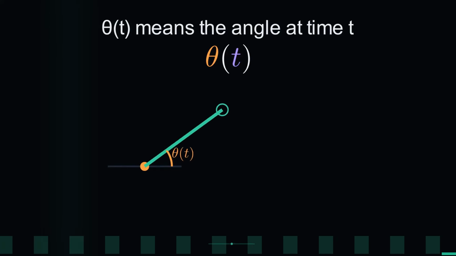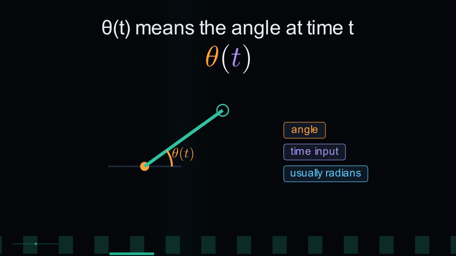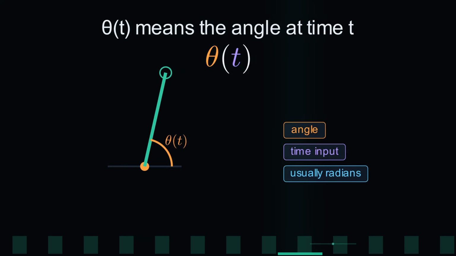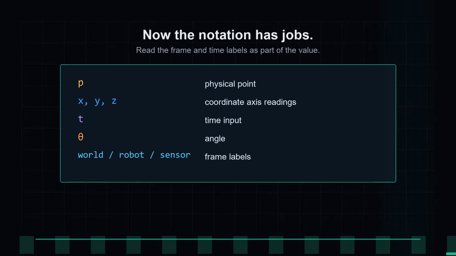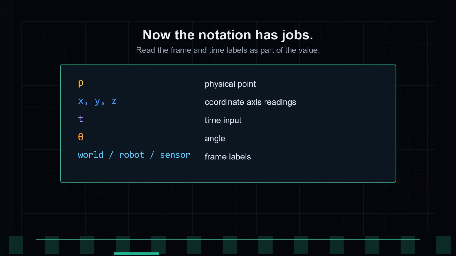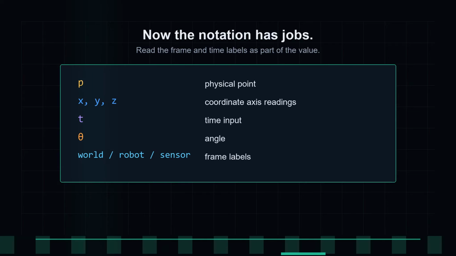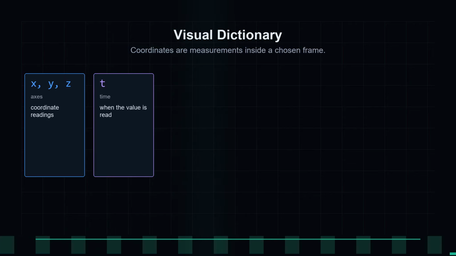Theta of t means the angle at time t. Robot joint angles are usually measured in radians. Watching theta change tells the controller how the joint rotates throughout the motion. This traces joint motion. Now the notation has jobs: point, axis, time, angle, and frame labels. Identify each role before calculation.